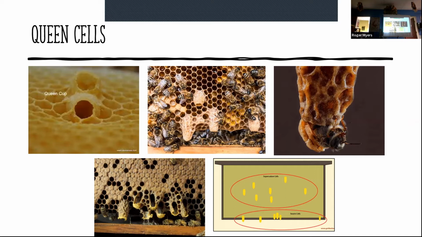If it's in the middle of a brood frame, it's probably a supersedure cell. So that queen bee has probably died. You may have killed her. She might have just started failing, and the colony's going to requeen her. But if it's in the middle, those worker bees have taken what would have been another worker bee and turned it into a queen.